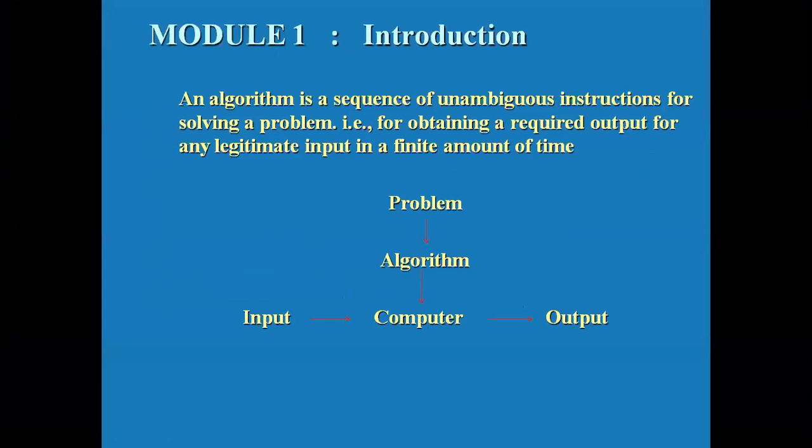A small recap of what we have discussed in the small introduction earlier. An algorithm is a sequence of unambiguous instructions for solving the problem, for obtaining a required output for any legitimate input in a finite amount of time. So every problem is solved by using some algorithm. Algorithms are written for computers, and algorithms have some input, and the computer produces an output based on the input given to the algorithm.